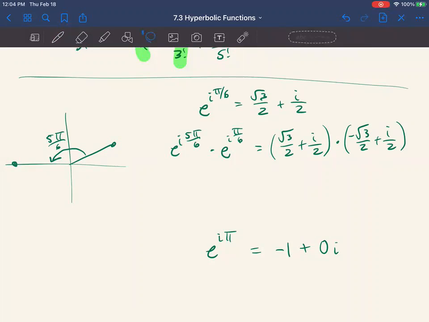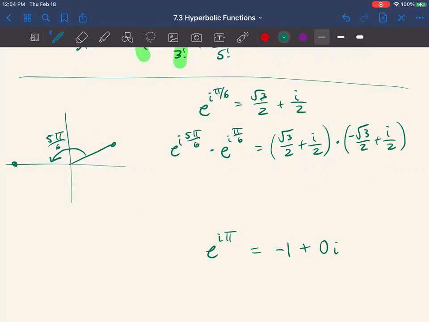We can see right here, if we multiply these two together, it's 5 pi over 6 times pi over 6. So that's 5 pi over 6 plus pi over 6. That's just pi. And so it's e to the i pi, which puts us right at the rotation of pi. All right, so there it works.